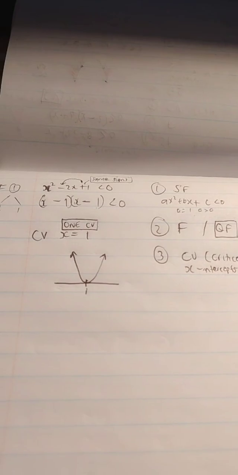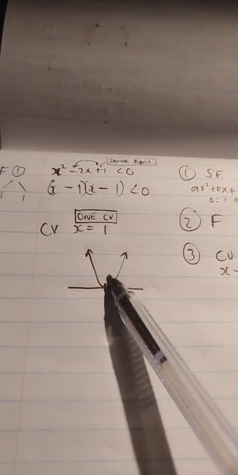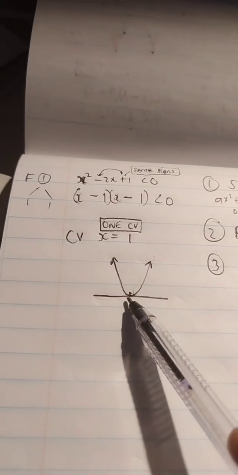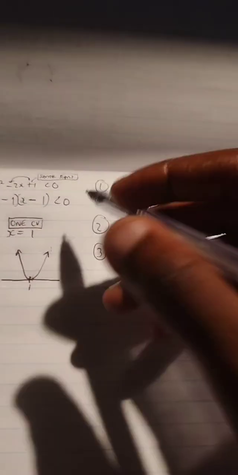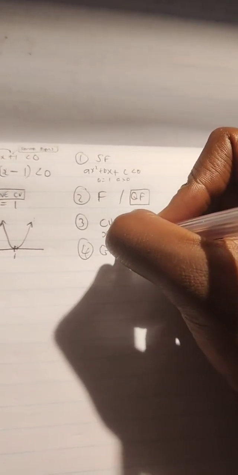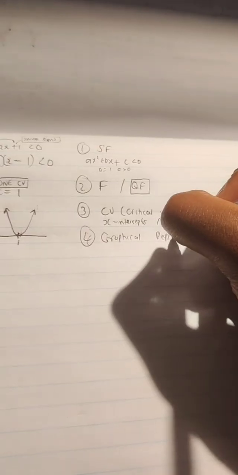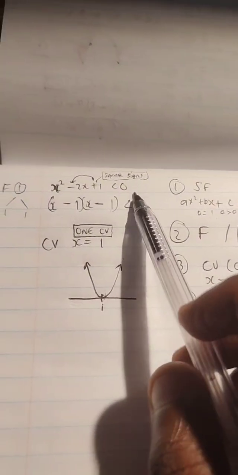Then the next step that we look at, now that we have one critical value and our graphical representation is of a graph where the turning point lies on the x-axis, specifically when x is equal to 1. Very important. Okay, now we are going to do graphical representation, which is what you see here. Our graphical representation has already been sorted. A parabola.